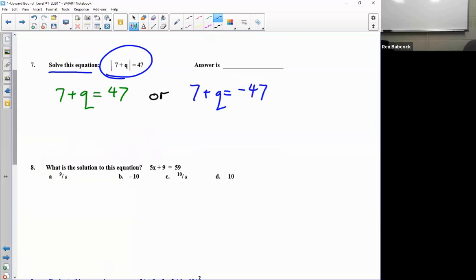Well, I hope you have your answer. There's 2 different parts. It equals 47 or negative 47 because of the absolute value. If I subtract 7, q could be 40 for an answer. Over here, I subtract 7, and q could be negative 54. So there's 2 different answers there. Negative 54 or a positive 40. Both work if I check.